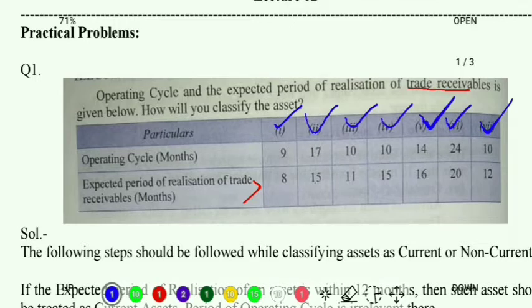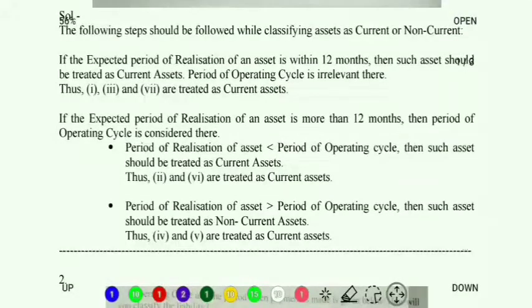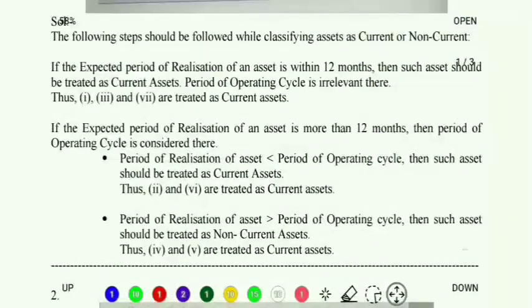Now comes the approach of solving. In order to solve this type of sums, I have made a few steps. Let us first understand these steps. Once the steps are clear to you, I hope you will be able to solve all these kinds of sums. So let's quickly get into the steps. The following steps should be followed while classifying assets as current or non-current. I have mentioned some steps.